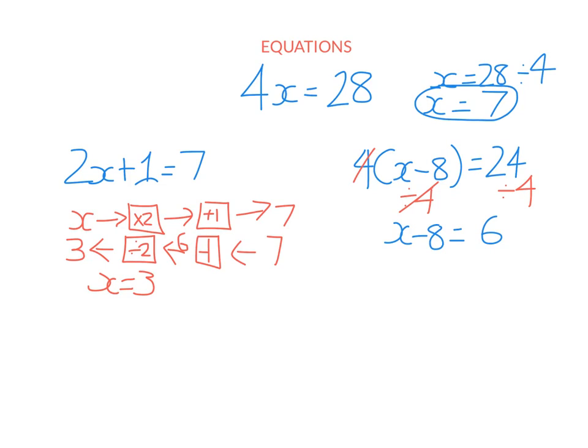Now I need to undo subtracting 8 by adding 8 to both sides. And the answer I get is x equals 14. If I substitute x equals 14 into this equation here, I get a true statement.